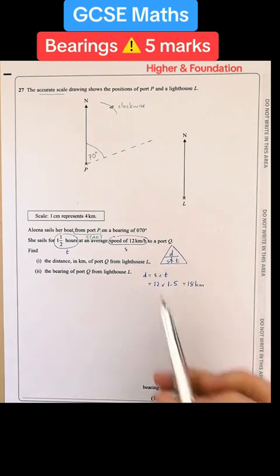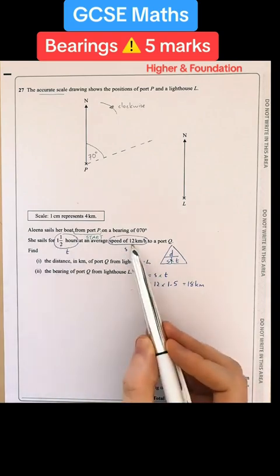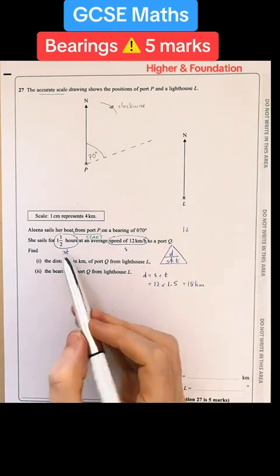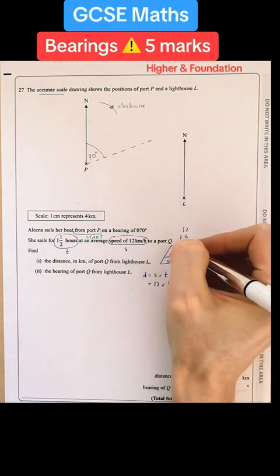Another way to get 18: as she's travelling at 12 kilometres an hour, and she's travelling for 1.5 hours, well, I know 1 hour will be 12. And half an hour will be half of 12. Half of 12 is 6. And 12 add 6 will give us 18.